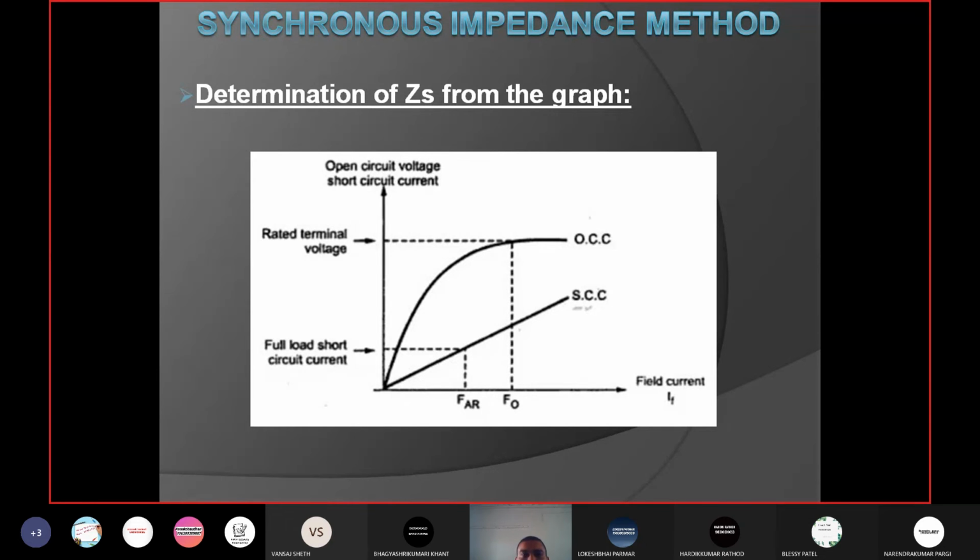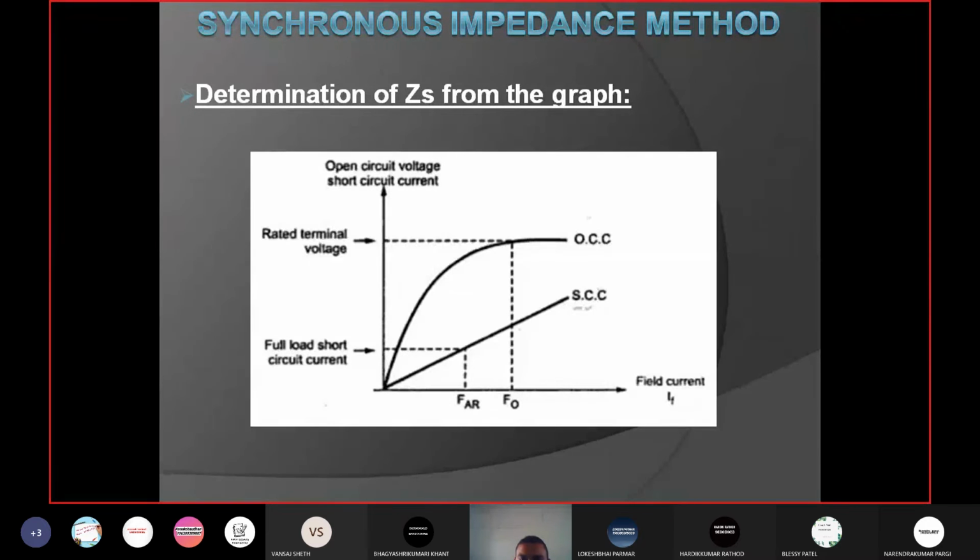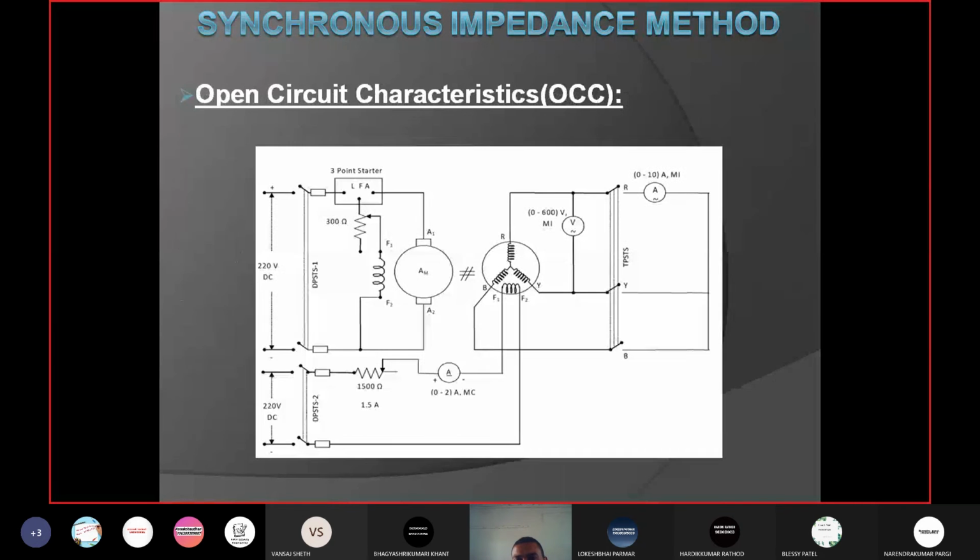After plotting these open circuit and short circuit characteristics, when the short circuit occurs, whatever voltage is generated in the armature winding becomes zero in circulating the short circuit current through the armature winding against the synchronous impedance.